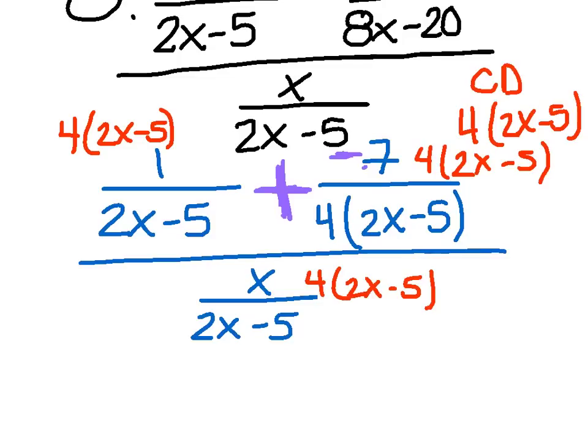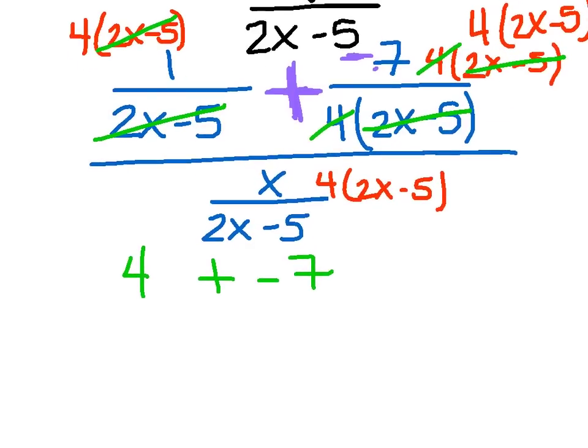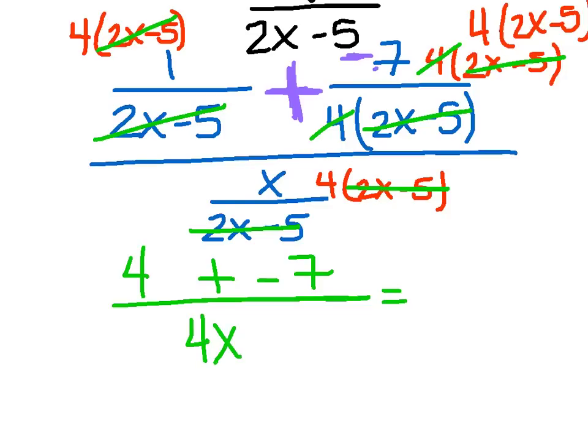All right, almost there. Our goal is just to cancel now anything on the top and bottom that are the same. So in my first fraction, I'm going to kill that 2x minus 5, and 4 times 1 is 4. Now I've got this nice plus sign. I'm going to kill the 2x minus 5, the 2x minus 5, and the 4 and 4. So I've got a negative 7. On the bottom, the 2x minus 5 and the 2x minus 5, and I'm going to say that's all over 4x. So my final answer should be negative 3 over 4x.